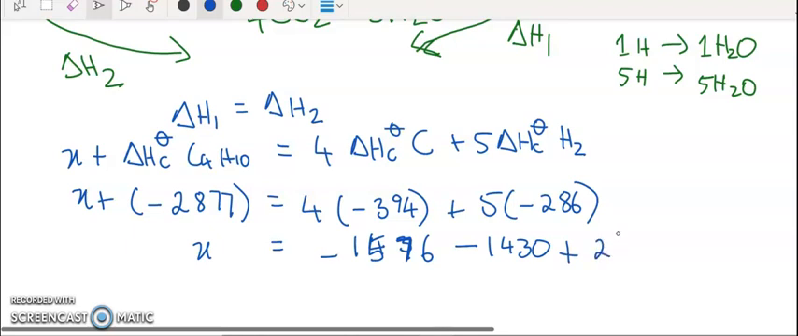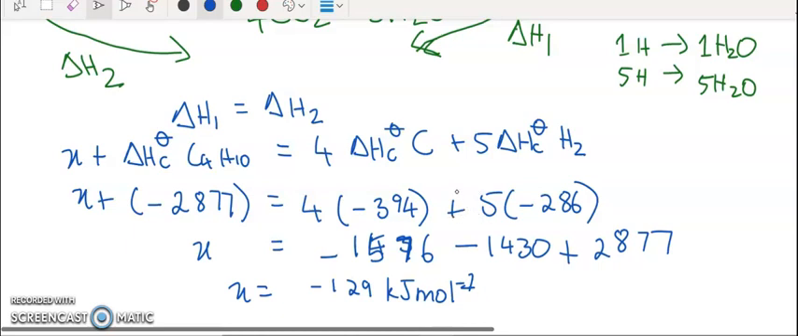So you've got plus 2877. Therefore, X will be equal to negative 129 kilojoules per mole once you calculate all of this. So this is how you would calculate the standard enthalpy change of combustion.